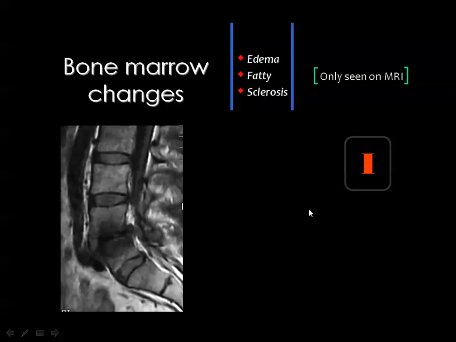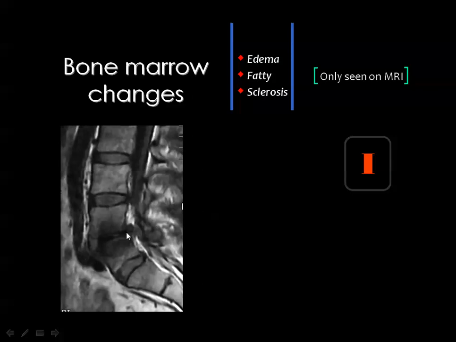Then we came to the third issue, which is the bone marrow abnormalities, and we have 3 types of bone marrow abnormalities: bone marrow edema, bone marrow fatty degeneration, and bone sclerosis. And you know that MRI is one of the best ways to assess bone marrow abnormalities. Plain X-ray and CT are not able to see the bone marrow, but MRI is good for this particular issue.